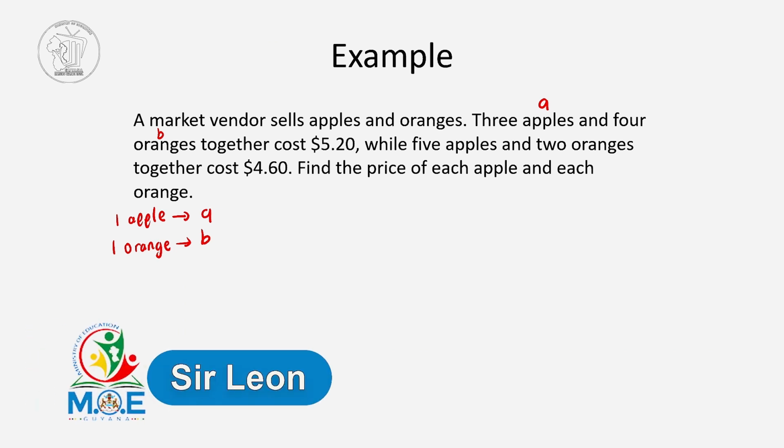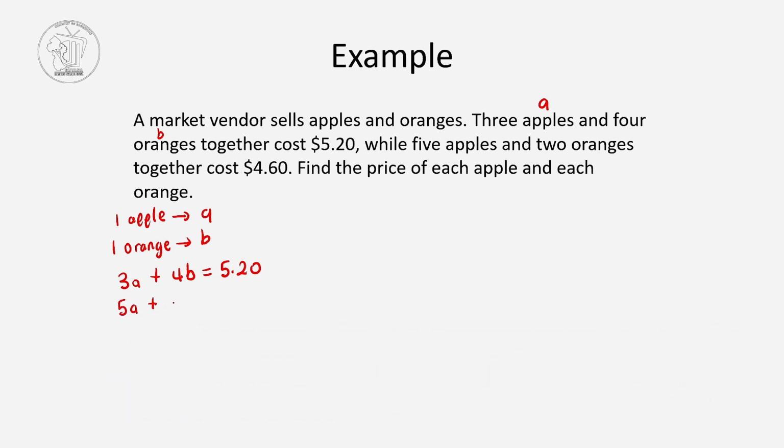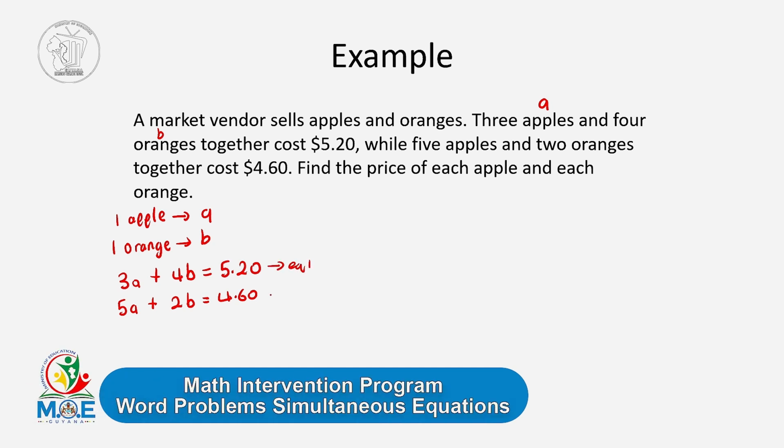So first things first, let's come up with our two equations. 3 apples and 4 oranges together cost 5.20. You can say 3 apples, which will be 3A, plus 4 oranges, 4B, would cost 5.20. While 5 apples, so 5A, plus 2 oranges, 2B, is equal to 4.60. Now we want to solve this pair of simultaneous equations. So we can call this equation 1, we can call this equation 2.